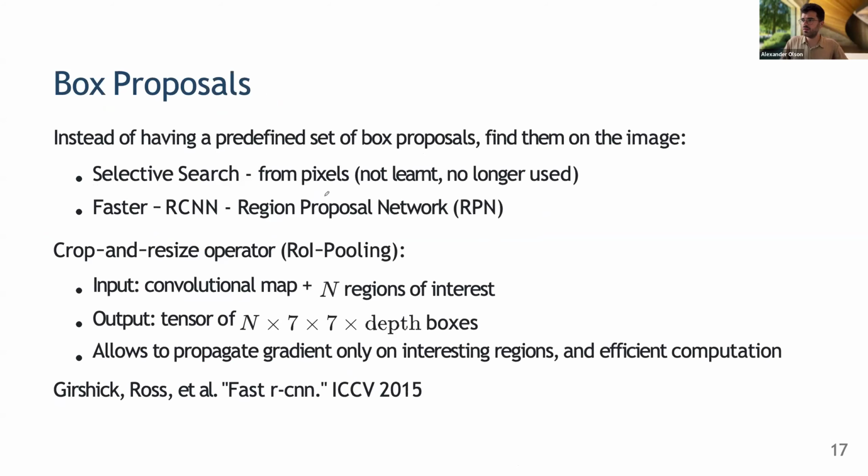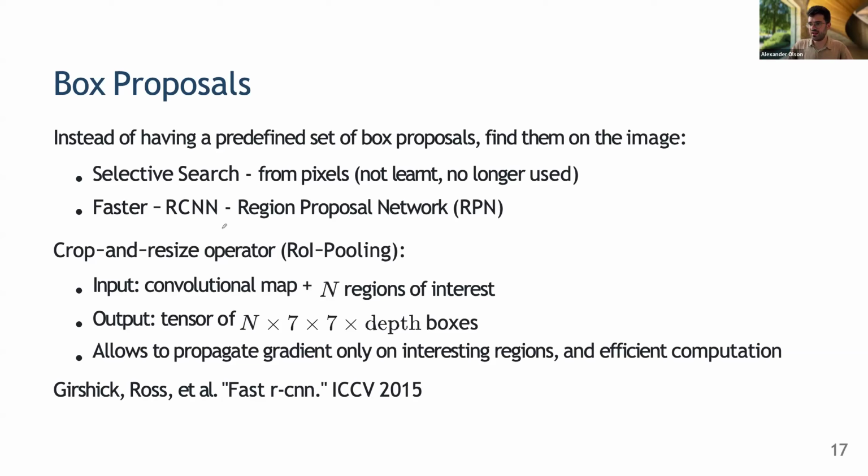Yes, I will. Okay, so instead of having this sort of predefined set of box proposals, we can find them on the image, right? So we can do selective search where we find them based on pixels. We don't do that anymore. Instead, what is more common is the RCNN or region proposal network. And I have a slide. The next slide is going to show visually what this actually means.